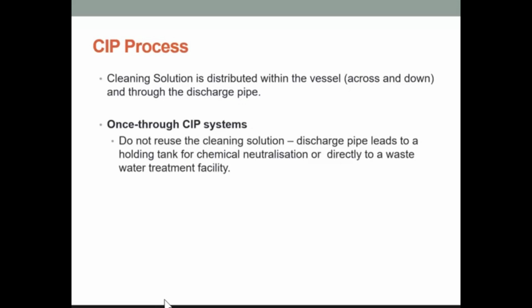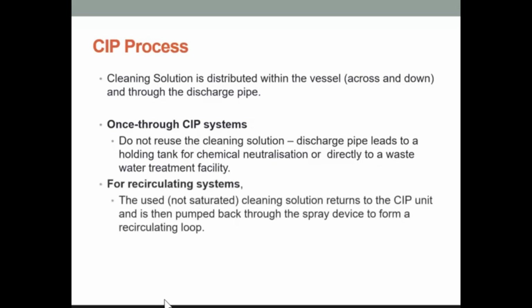You've got your once through running, and in this case, you don't reuse the cleaning solution. It's discharged to the pipe in a holding tank for chemical neutralization, or it's sent directly to a wastewater treatment facility. If you're recirculating it, the used solution, so it's not saturated, would be for a secondary wash after you've done your initial rinse. The cleaning solution returns to the CIP unit, and then it's pumped back through the spray device to form a recirculating loop prior to the final rinse with clean solution.